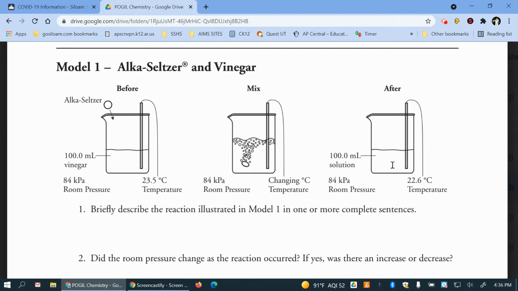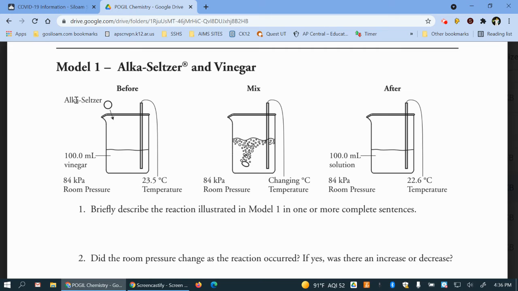Study the model and answer the following questions. Number 1, briefly describe the reaction illustrated in Model 1 in one or more complete sentences. By reaction, they are saying what is going on. So the before, mix, and after. Describe the changes you see. Focus on the middle picture. This is the what's happening picture.